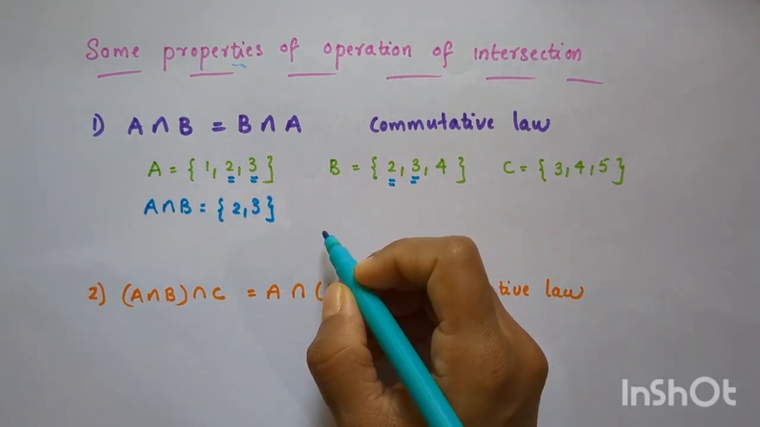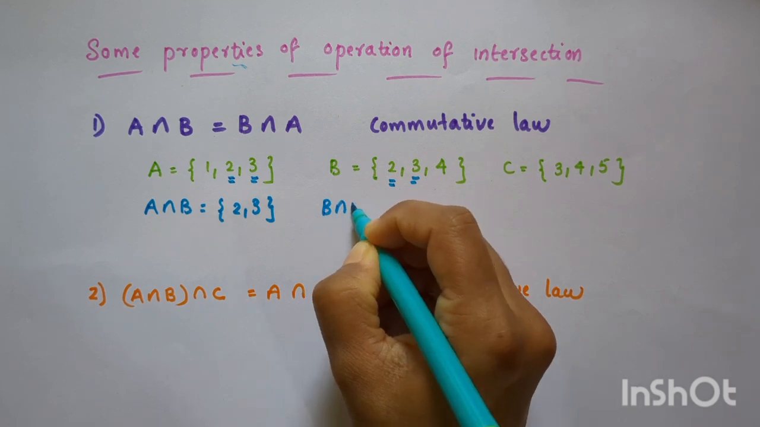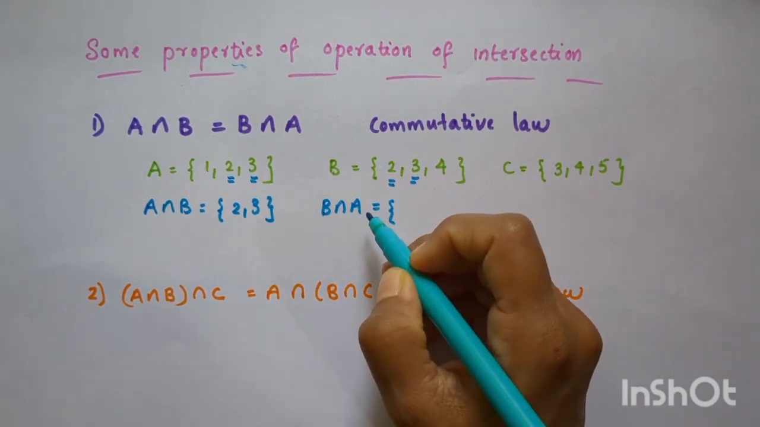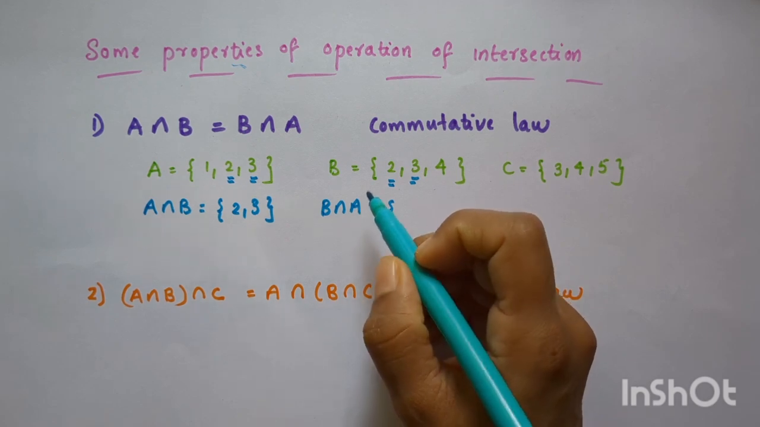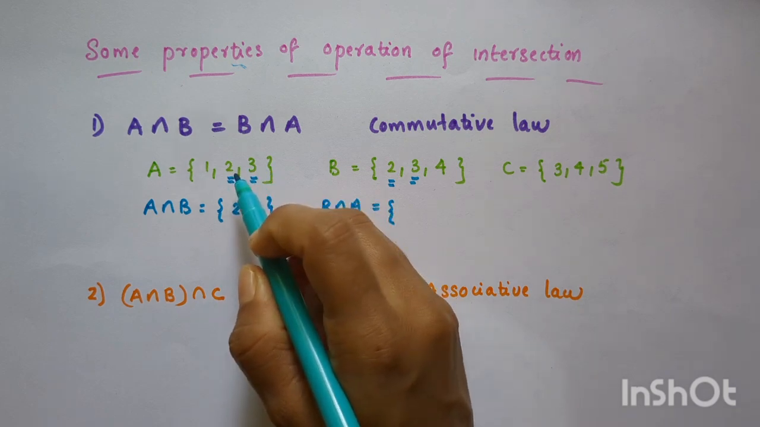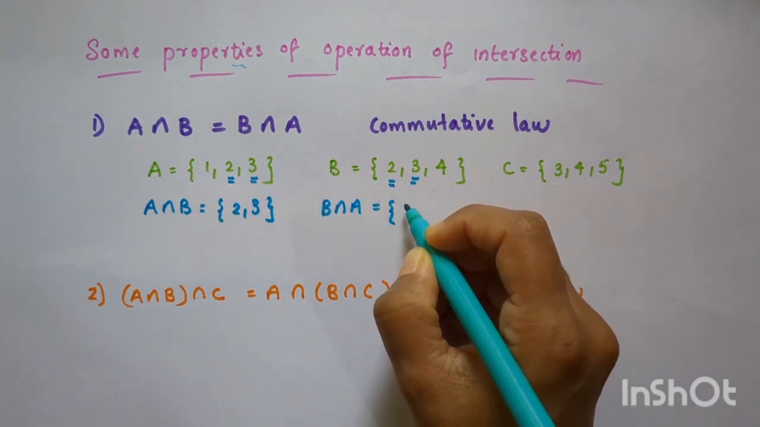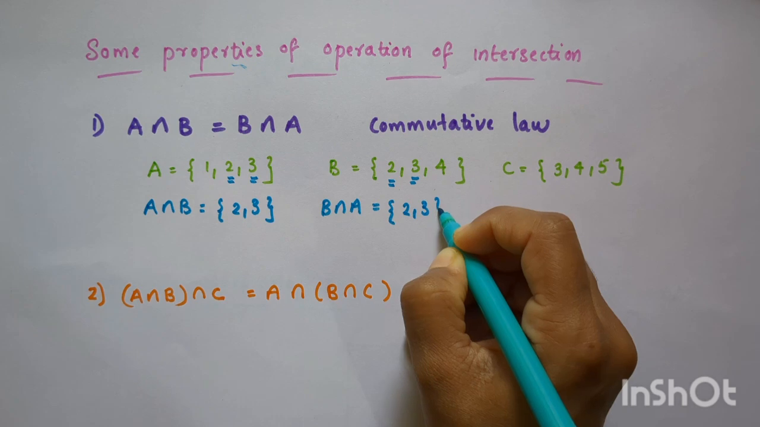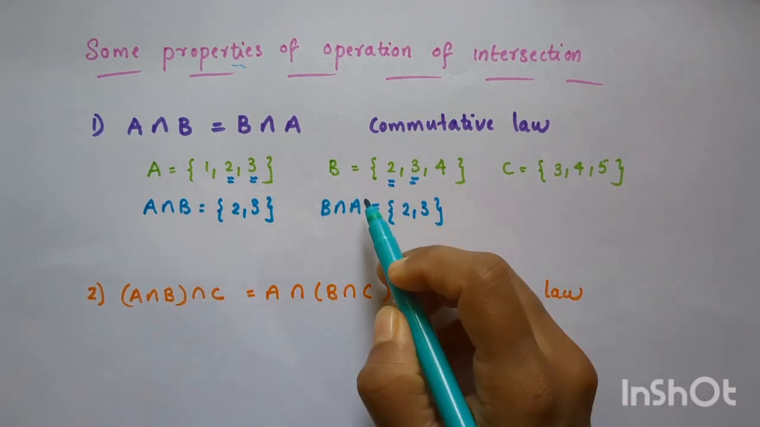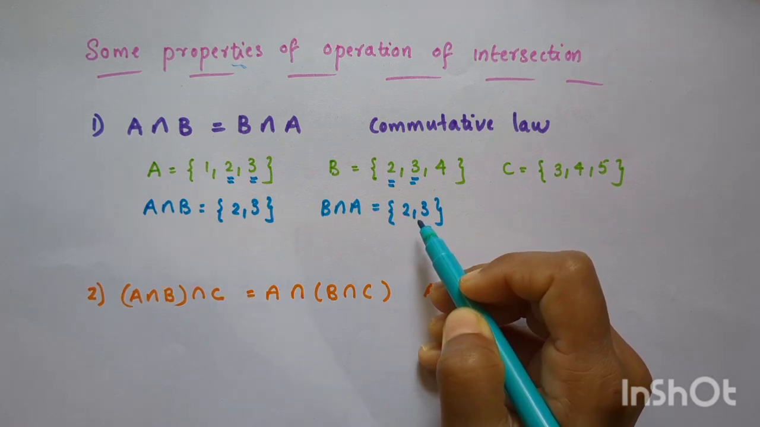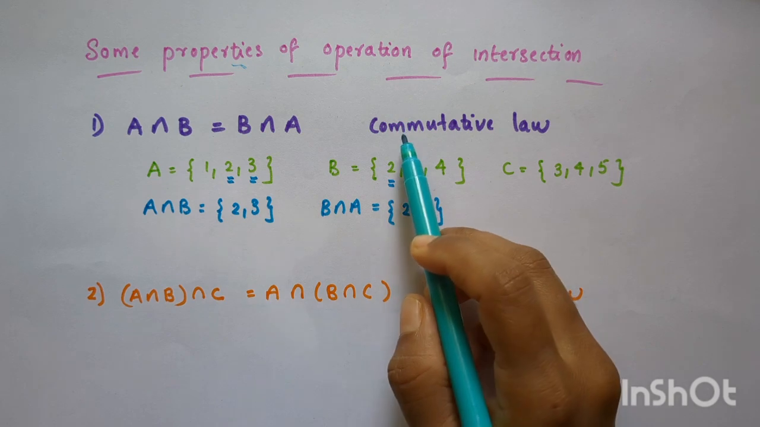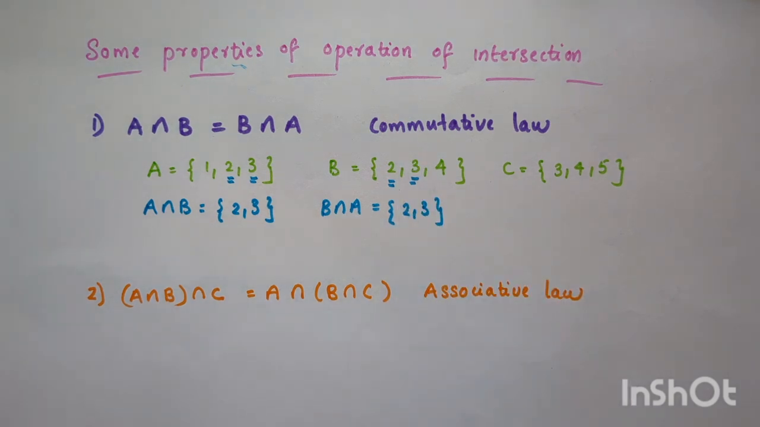Similarly, consider or find B intersection A. While we are considering B intersection A, we have to consider the elements which belong to both A and B. So here you see 2 and 3 are the only common elements for both B and A. So B intersection A will also be the set 2, 3. So you see A intersection B and B intersection A are both the same. That is, A intersection B is equal to B intersection A, and this is known as the commutative law.